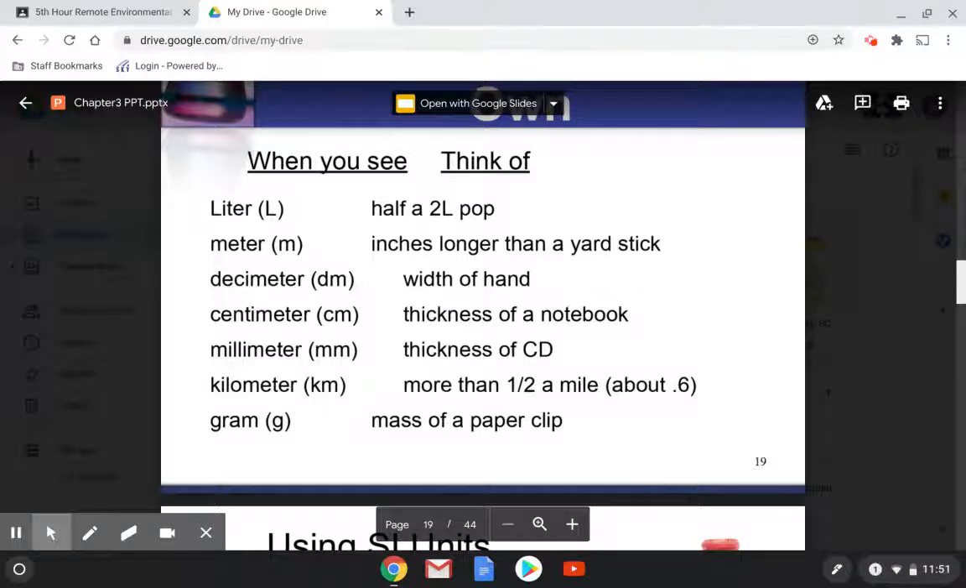Centimeter is going to be the thickness of a notebook. Millimeter is going to be the thickness of a CD. When we talk about a kilometer, that's more than half a mile, so about 0.6. And then a gram would be about the size of a paper clip.